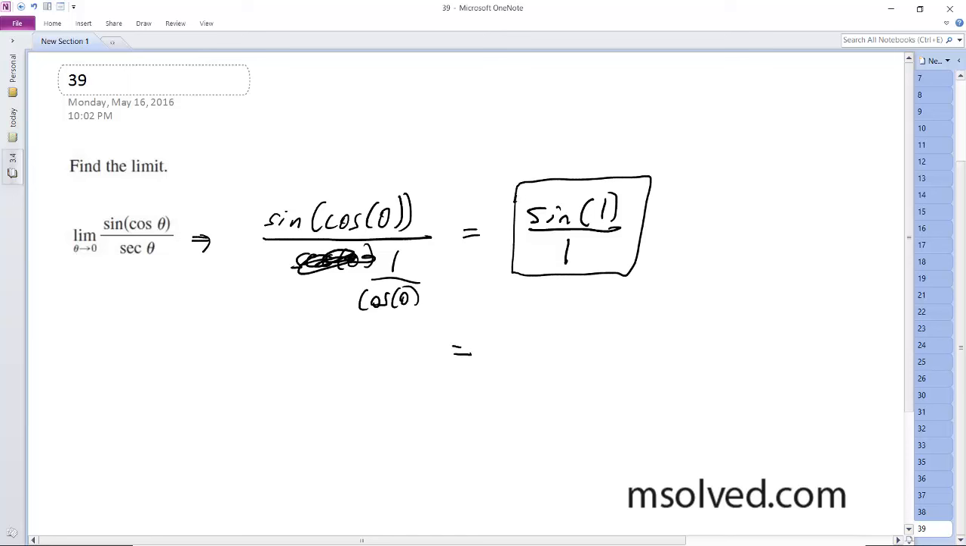But the full answer would be the sine of 1 is 0, so it's 0 over 1, so it'd be 0. But this is the answer.